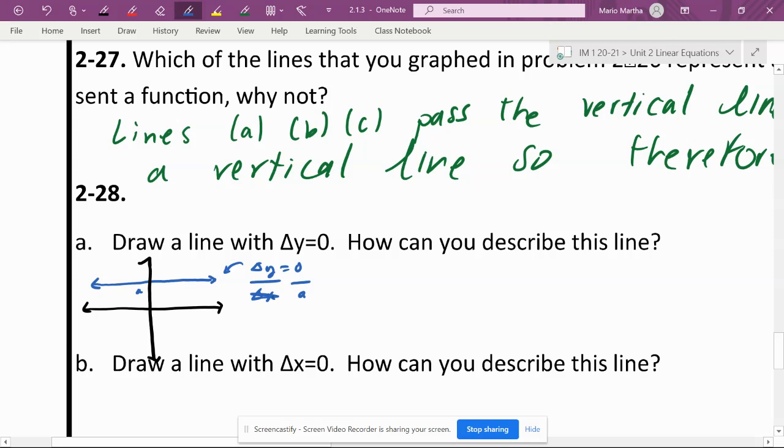So how can you describe this line? A slope of 0 is a horizontal line.